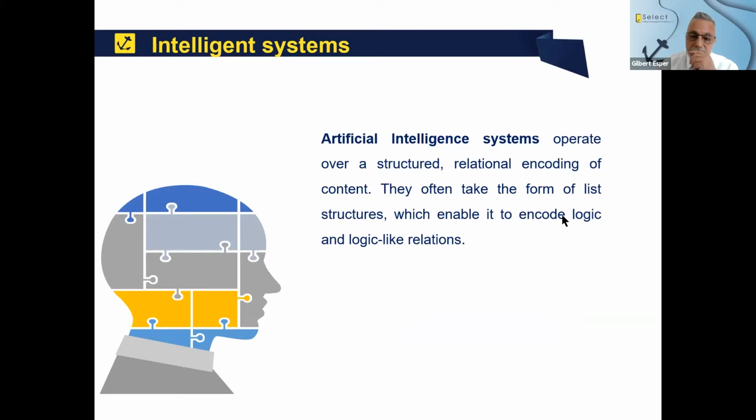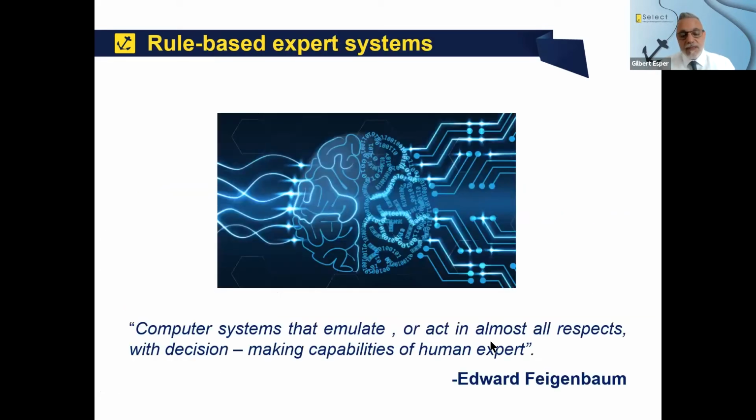So the definition of intelligent systems: they operate over a structured relational encoding of contents. They often take the form of list structures, which enables encoding logic and logic-like relationships. It's based on logical reasoning, which means the decision will be taken based on the data provided. Whether the data is correct or wrong, the system will consider it true because it's based on logical reasoning rather than an abstract form of intelligence. So it will not sense and verify this information. It will just consider this information true, whether it's true or not. However, it is considered intelligence because it takes a decision similar to the expert body of knowledge.